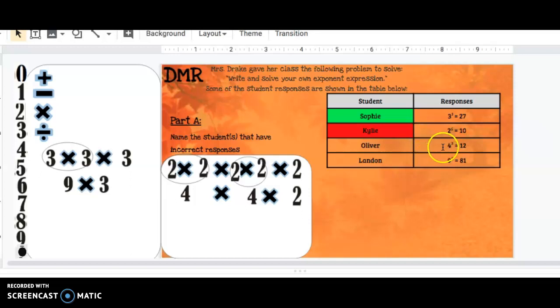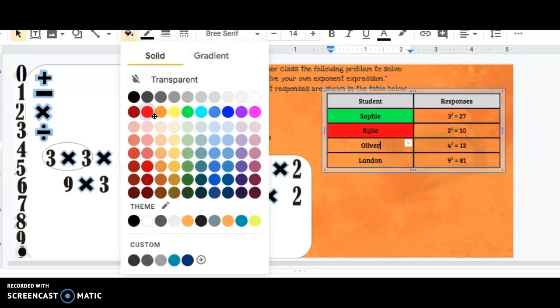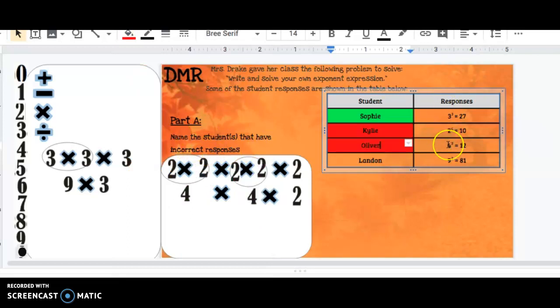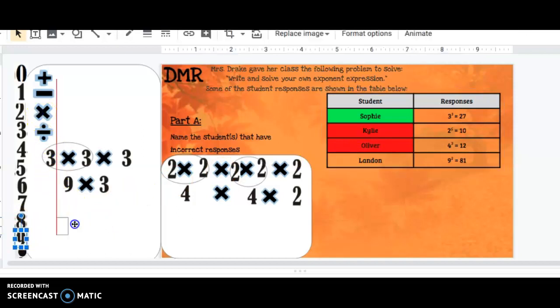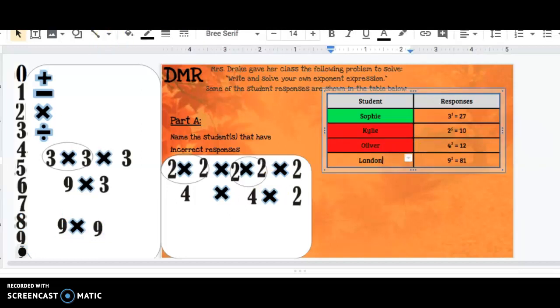Let's look at Oliver. You have 4 to the third power. I just answered that 4 times 4 was 16, and 4 cubed is 4 times 4 times 4, so it's larger than 12. So I know Oliver is incorrect. Now I have to determine what his mistake was. 4 times 3 gives me 12, so he did the same thing Kylie did. And then we have Landon. Landon is 9 squared, so that's 9 times 9. 9 times 9 is 81, and that's the answer Landon got. So Landon is correct, so I'm going to highlight it. Kylie and Oliver are the ones that are incorrect. So there's my answers for that.